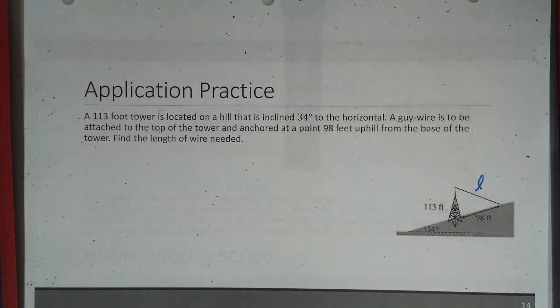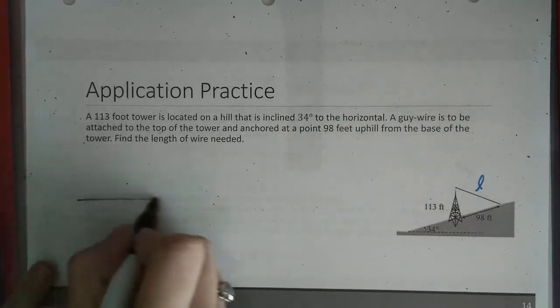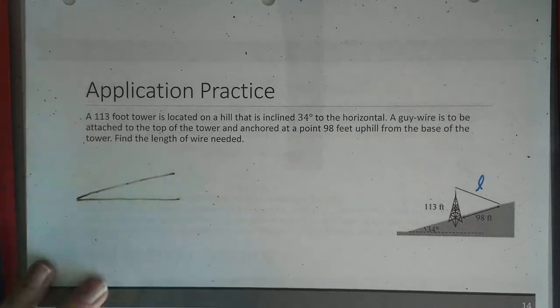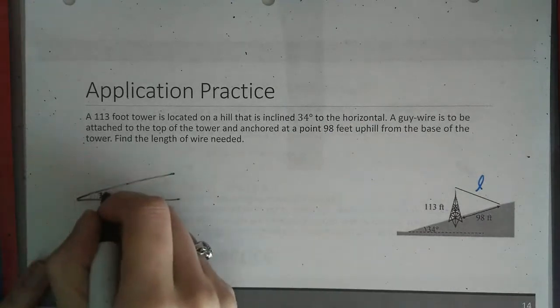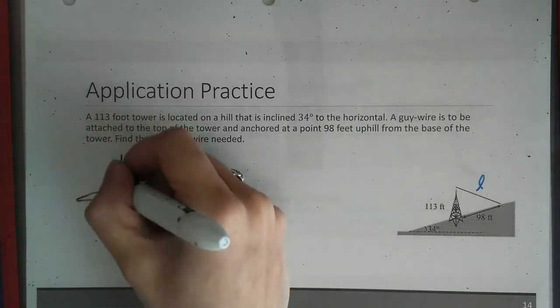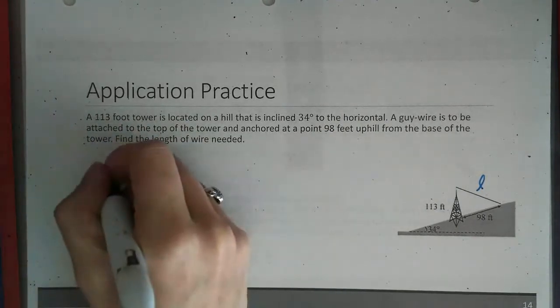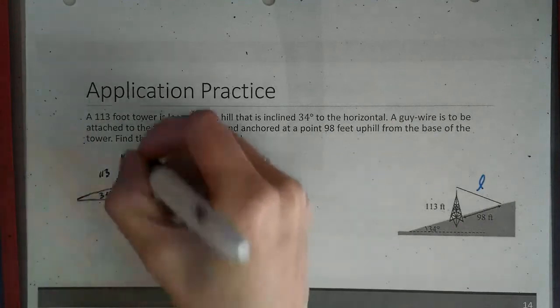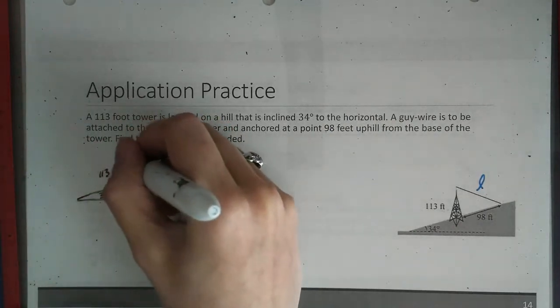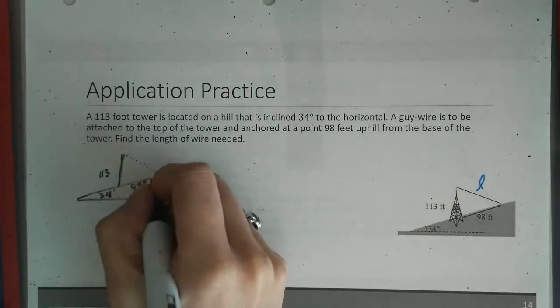I'm going to redraw this picture because I think it's going to help me really nail down what I know versus what I don't know. So we have the ground, which is not level. We have the ground, and we have the hill. We know that is at an angle of 34 degrees. We have this tower that's vertical with respect to flat ground. That's 113 feet tall. We know that there's going to be this wire here that attaches 98 feet up the hill.